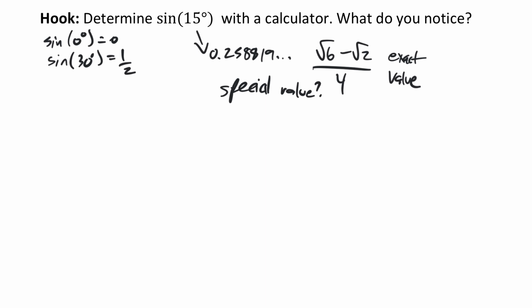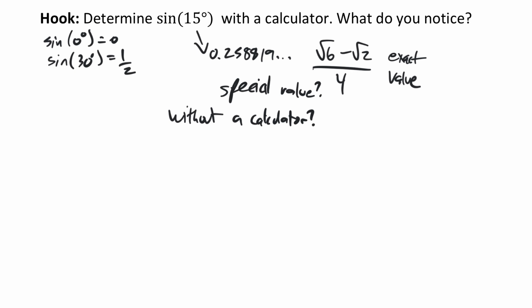And even more so, would there be a way to do it without a calculator? Because if it's an exact value, and if it's somehow related to the unit circle, you would think you could get there without using a calculator, but how?